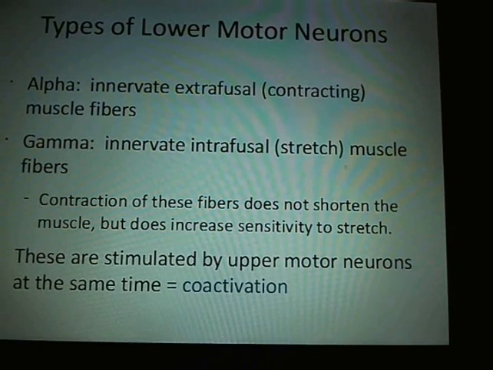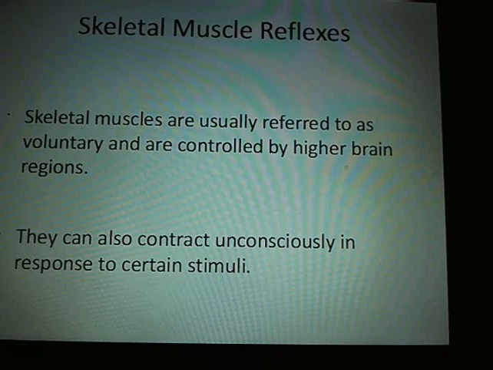You have two types of lower motor neurons. You have the alpha, which innervate the extrafusal, or the contracting, muscle fibers. You have the gamma, which innervate the intrafusal, the stretch muscle fibers. Contraction of these fibers does not shorten the muscle, but does increase the sensitivity to stretch. They are stimulated by upper motor neurons at the same time. It's called coactivation.